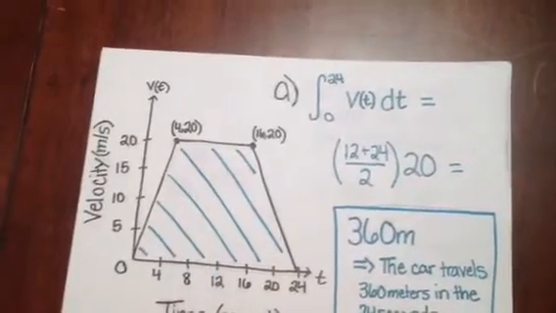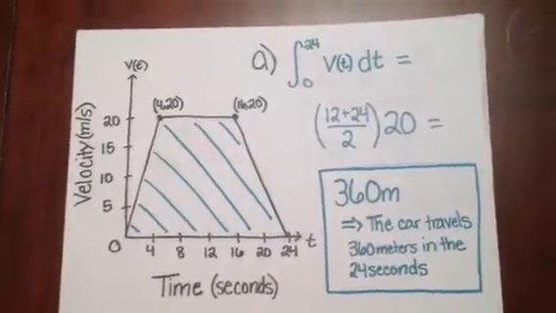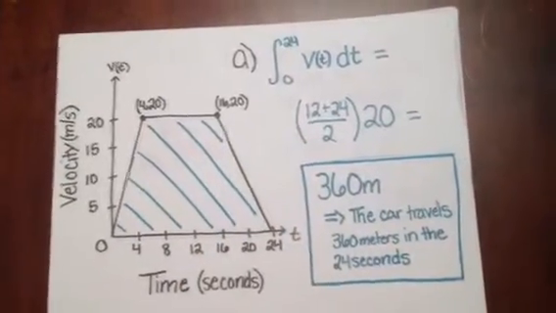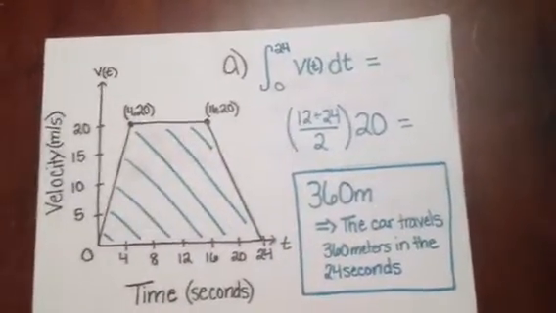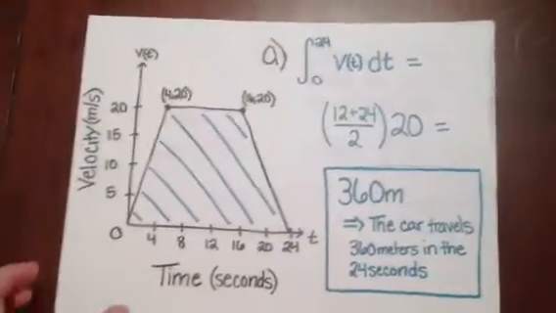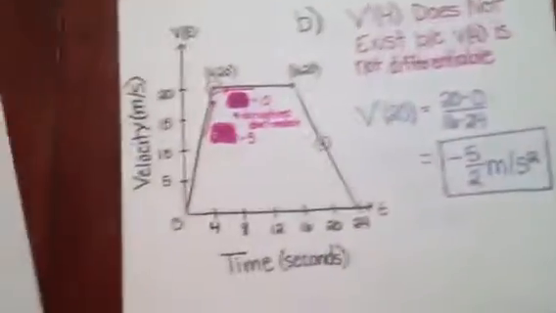So we solve it as if we're finding the area of a trapezoid. And I showed the formula here and got my answer to be 360 meters. What that means is the car travels 360 meters in the 24 seconds.